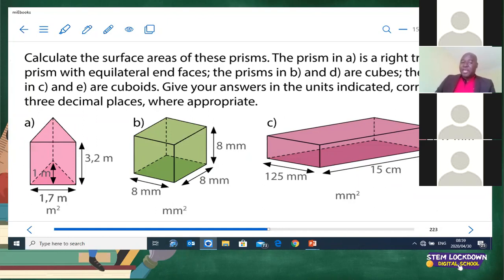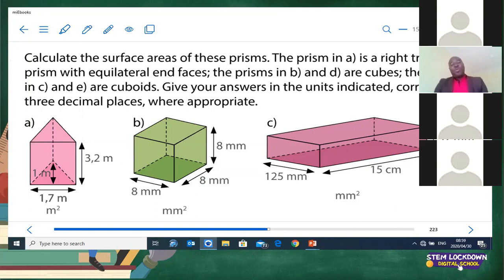How many faces are there in the cube? As we know, there are 6 faces. Therefore, you multiply the product of your length by the breadth. You multiply that by 6 faces.